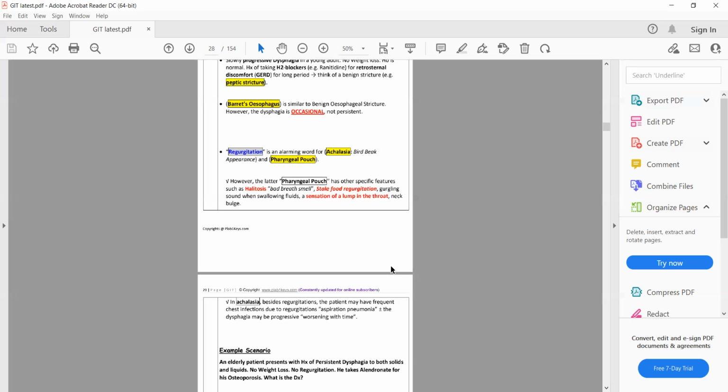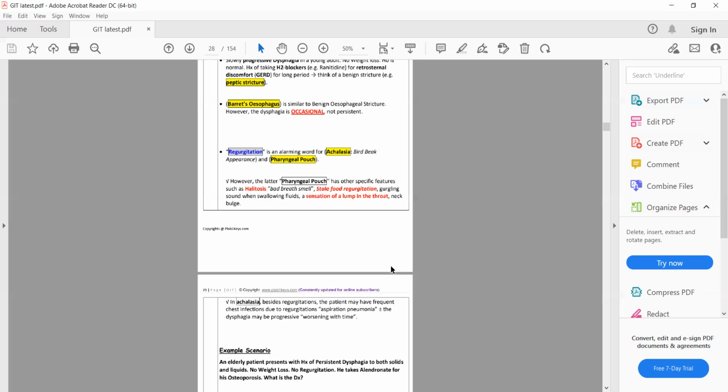No weight loss. There should be regurgitation in achalasia, but there's no regurgitation here. And for esophageal cancer, there should be weight loss, and also the age. For achalasia, there should be regurgitation or aspiration pneumonia due to regurgitation, which is not the case in this scenario. So no weight loss rules out esophageal cancer, no regurgitation rules out achalasia and pharyngeal pouch.